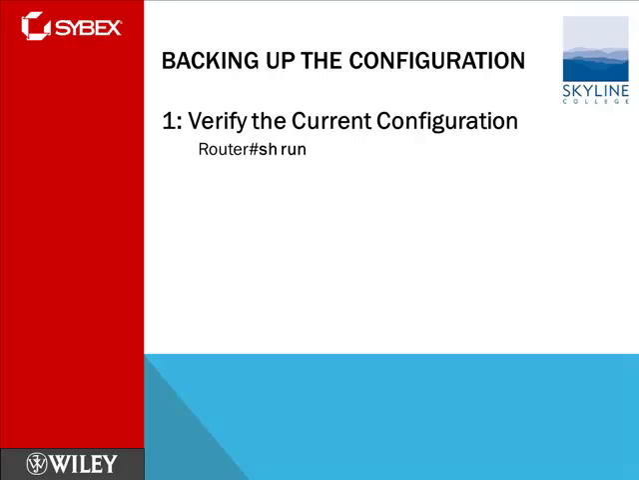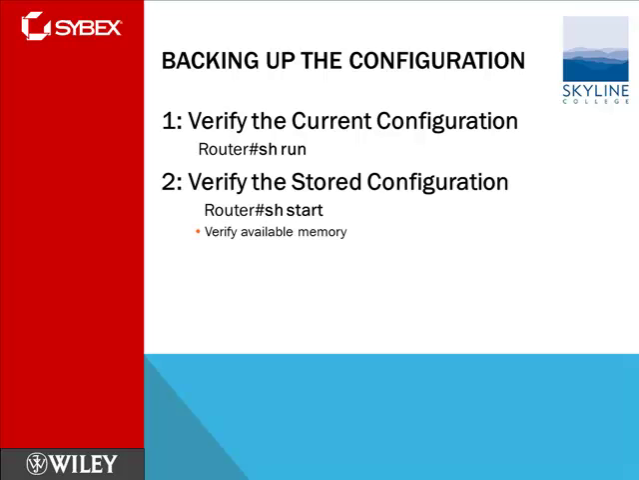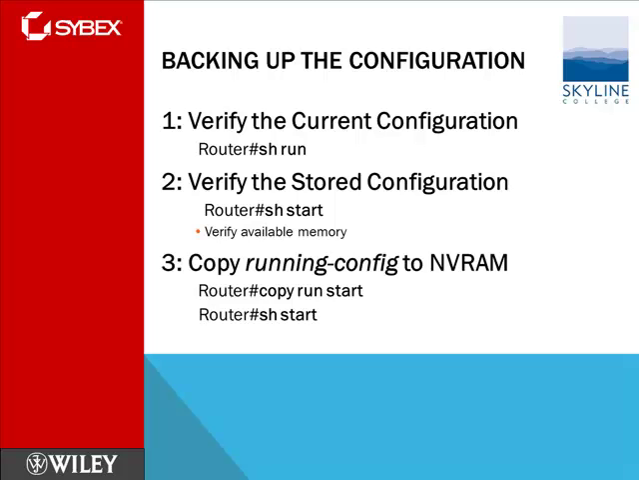Backing up, verify the current configuration, show run, show start, verify the available memory, copy run, running config into NVRAM, copy run start. When you make changes, if the changes work, copy run start. Two-sided sword here. If you make a change to the router and it really messes things up, oh man, it really messes things up. If you haven't copied the running configuration to the startup configuration, just turn it off and turn it back on. Then it will load the existing startup config.